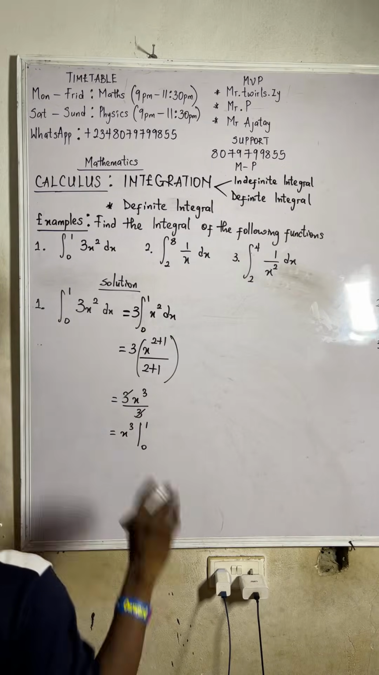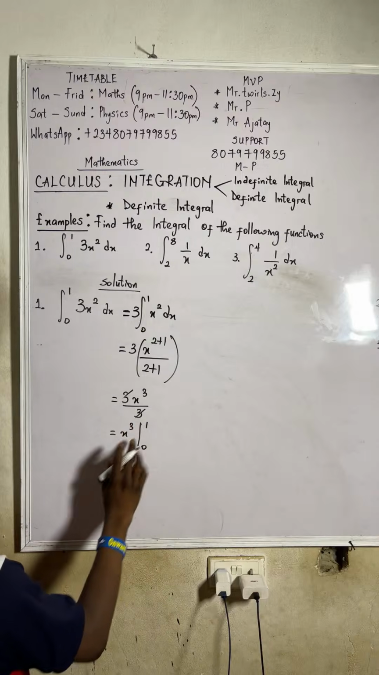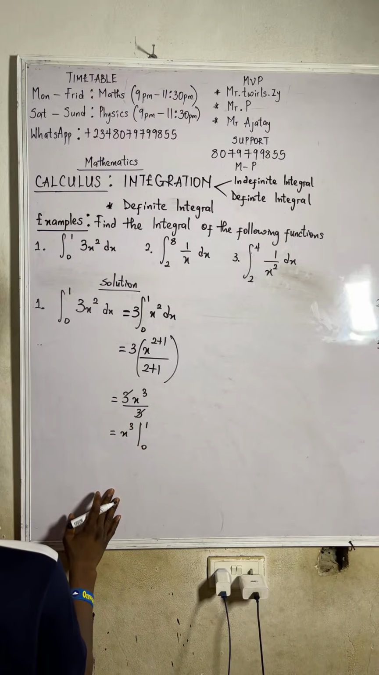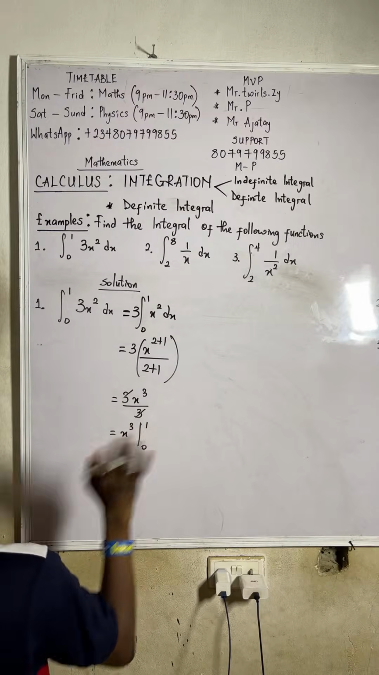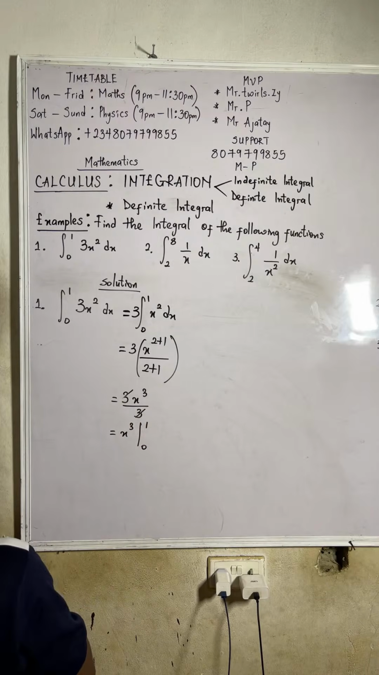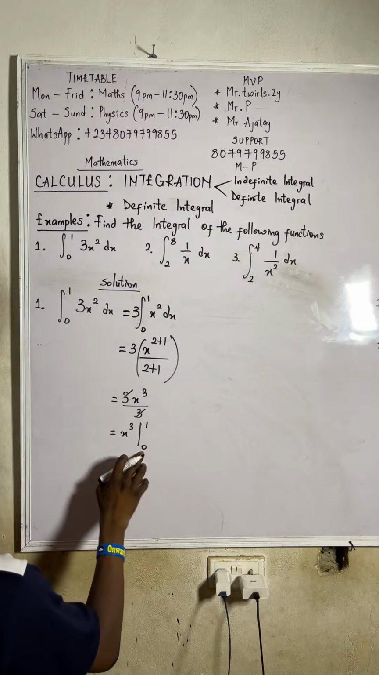0 to 1. So when you have integrated normally, you will not add plus c to your answer. Do you see that plus c will not be added to the answer, right? See that plus c will not be added and the limit is 0 to 1.